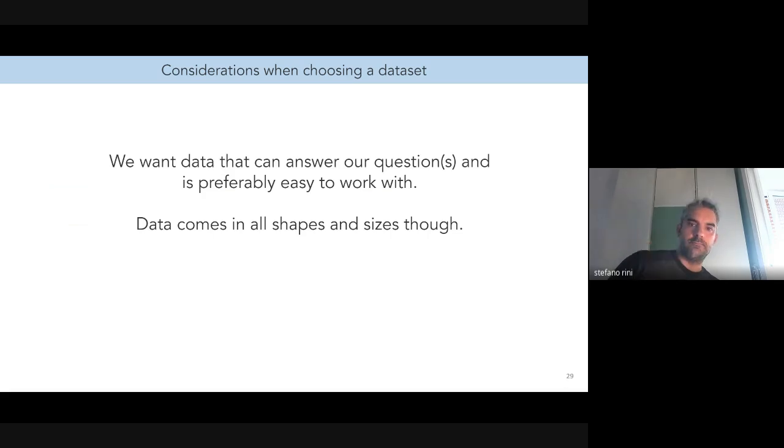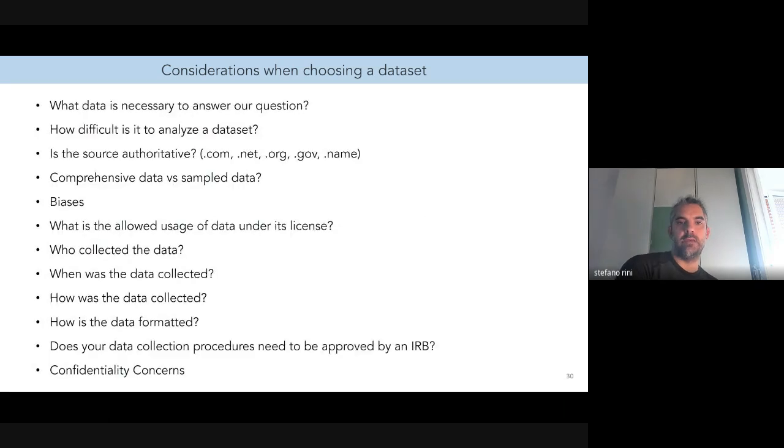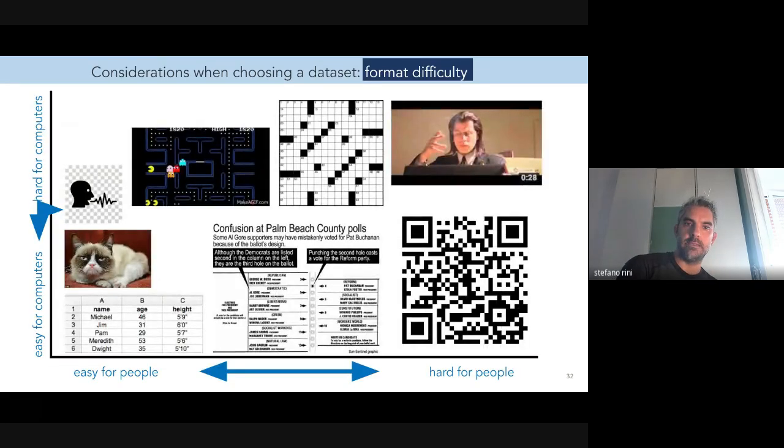We want data that can answer our question and is preferably easy to work with. So data come in all shapes and sizes though. For example, what is the data necessary to answer a certain question, how difficult is it to analyze the data set, is the source of the data authoritative, is the data comprehensive or is it sample data, what are the biases present in the data, and so on and so forth. And then we can explore some of these questions next. Okay, so for example, how difficult is it to analyze the data set, how comprehensive is the data, and what are the biases.